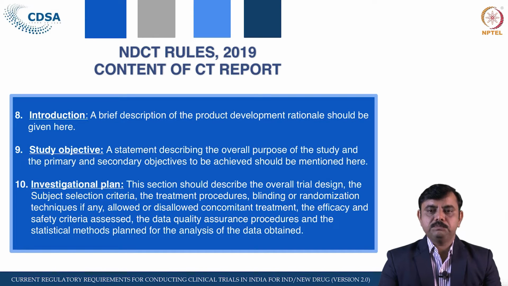In this regard, a statement describing the overall purpose of the study and the primary and secondary objective to be achieved should be mentioned. Under the heading Investigational Plan, this section should describe the overall trial design, the subject selection criteria, the treatment procedure followed, blinding or randomization techniques if employed, and the efficacy and safety criteria assessed, the data quality assurance procedure, and the statistical method plan for the analysis of the data obtained.